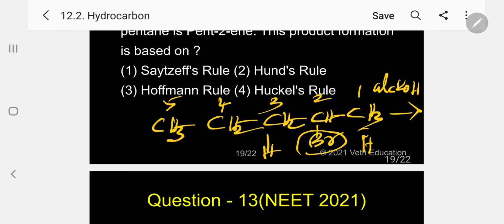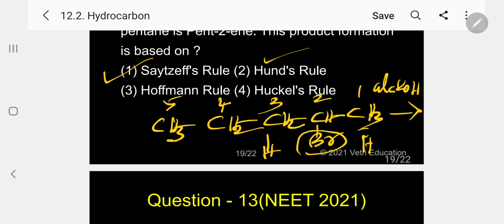So there are two possibilities. This will be decided by the 4 rules: either Saytzeff rule, or Hund's rule, or Hoffman's rule, or Huckel's rule. Let me come to the first one. Actually, here the correct answer is Saytzeff rule. I will explain later. What is Hund's rule?